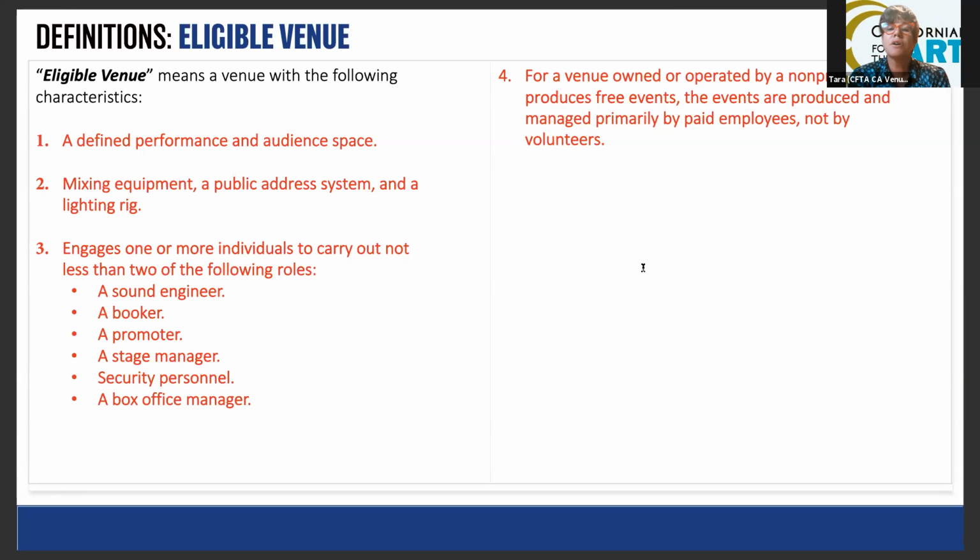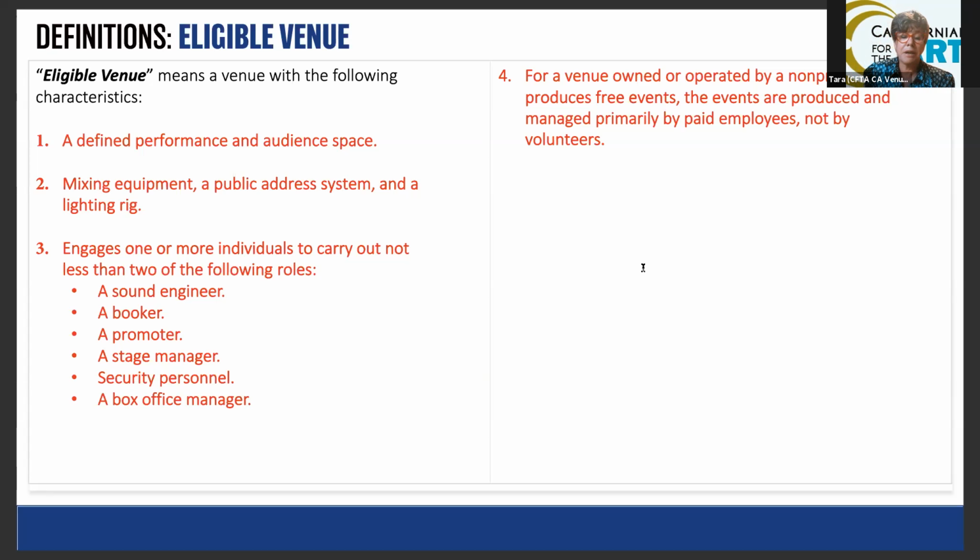When we get into eligible venue, the definitions are defined by performance and audience space. You must have mixing equipment with a PA system and a lighting system, and you engage one or more of the following individuals to carry out the roles, such as sound engineer, booker, those kinds of things. You can read that there for yourself. If it's a nonprofit entity offering free events, the events must be produced and managed primarily by paid employees. Those are some key things to note.